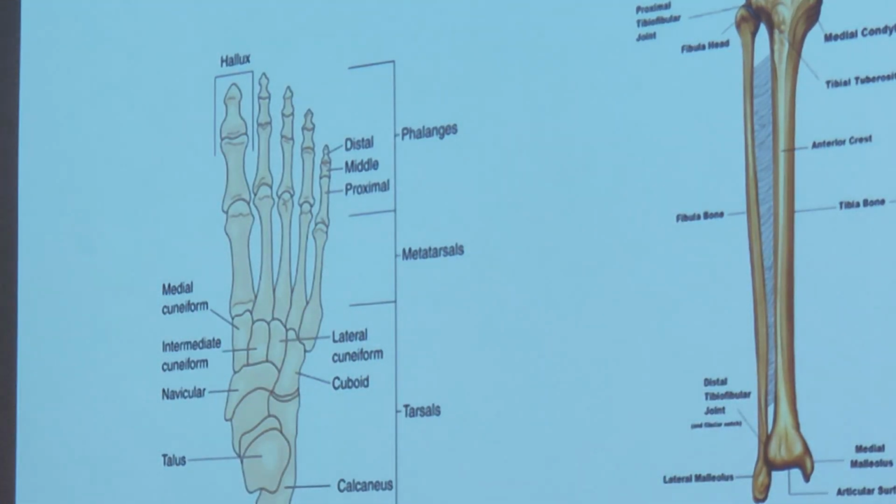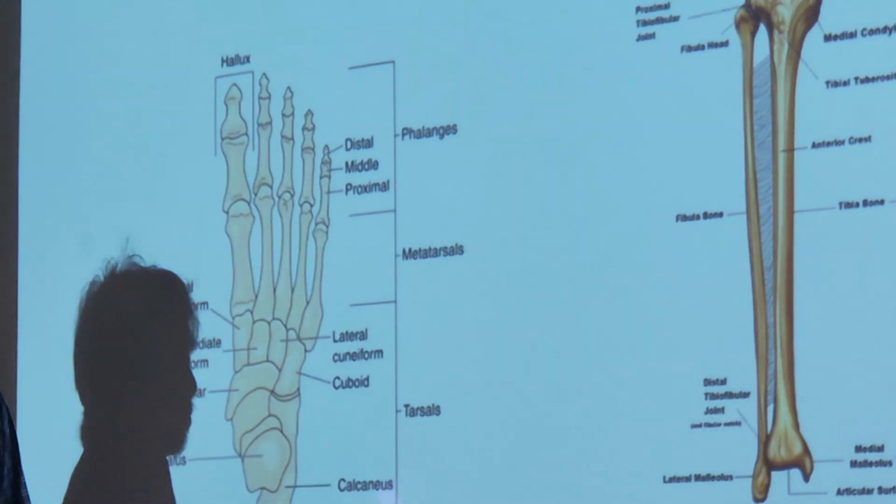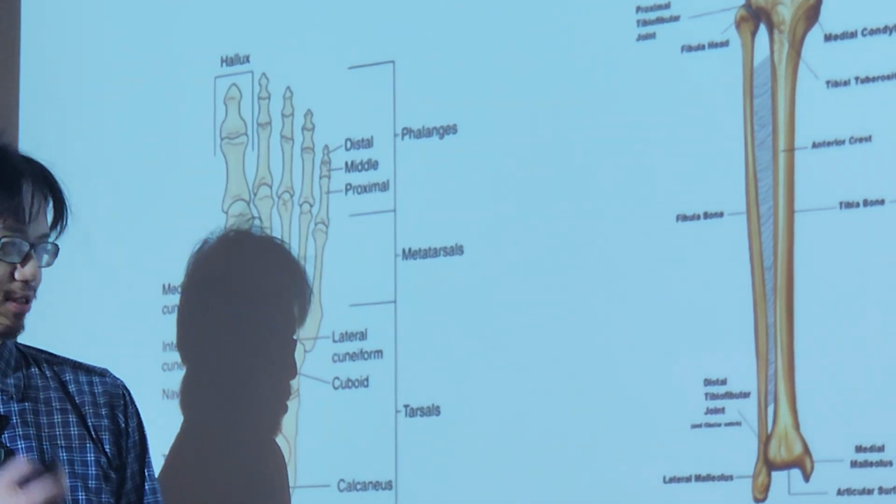So you said the tibia was weight bearing. What is the fibula for? Is it just there for support? Yeah, it's just support.